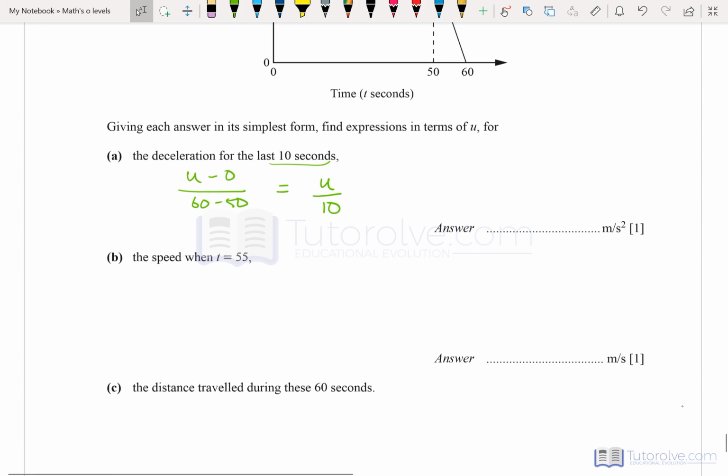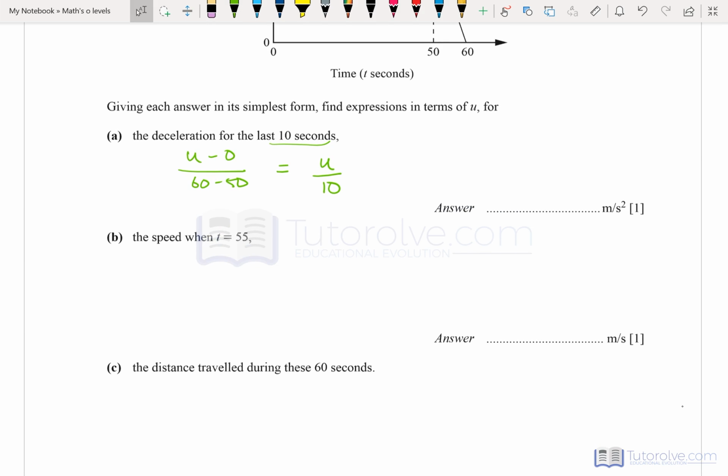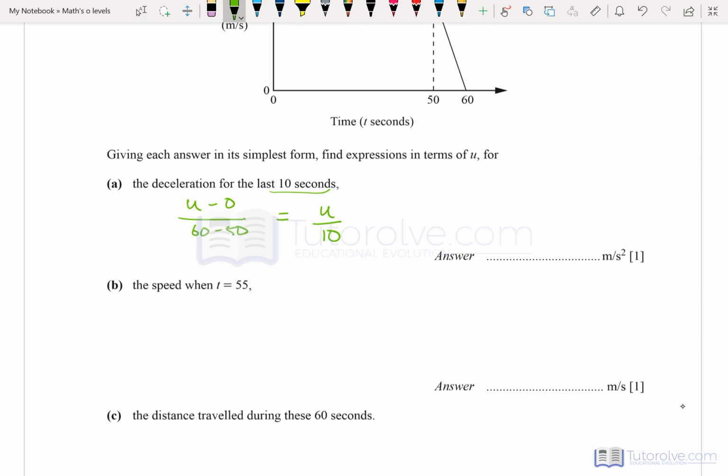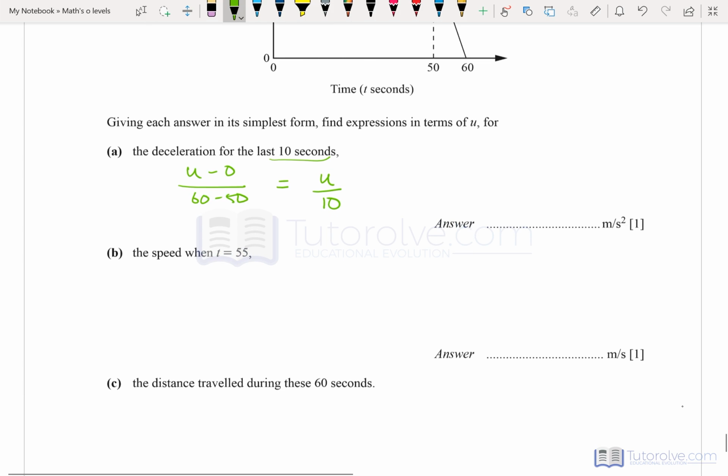Now we have to find the speed when t equals 55. So basically, you have a constant acceleration over here. 55 is halfway between 50 and 60, so your answer would be u by 2. Sorry, we're going to multiply it by 5 because we have acceleration, speed over time. The time is 5 seconds from this actual one, so if we multiply the acceleration and the time, we would get the speed. So the time was 5 seconds, this is our acceleration, and our answer is going to be u by 2.